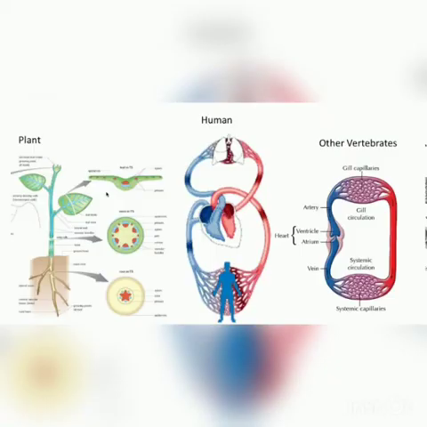So in this lesson, very simple, we are going to talk about the circulatory system and the excretory system in the case of human beings, and in the case of plants we are going to study about the xylem and phloem and how they transport the food materials. That's what we are going to study in this lesson.